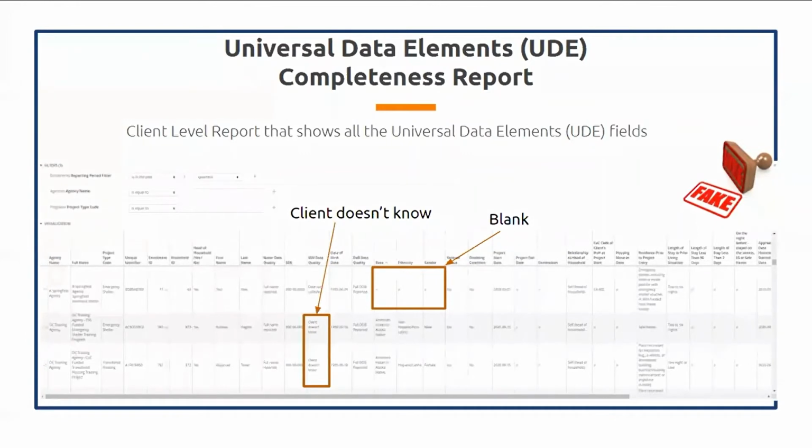And if we look closer in the report, we can identify our missing data, which can be an actual blank, as we see here, or data not collected. We can also identify the responses that have client doesn't know or client refused, which are also considered completeness issues, as you know.